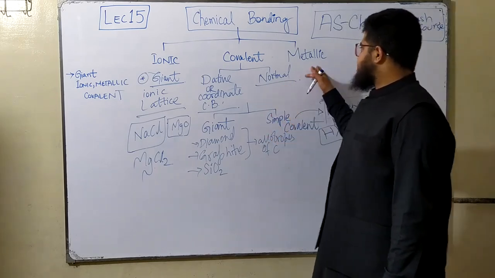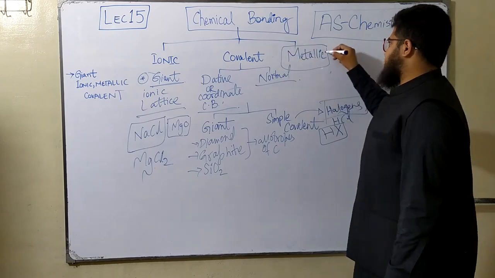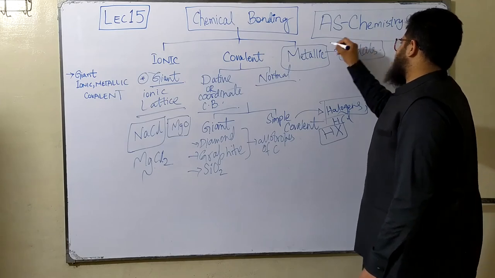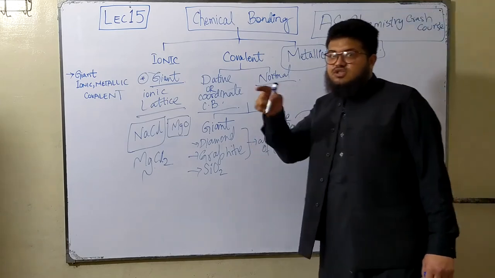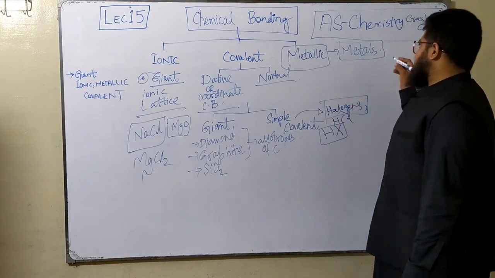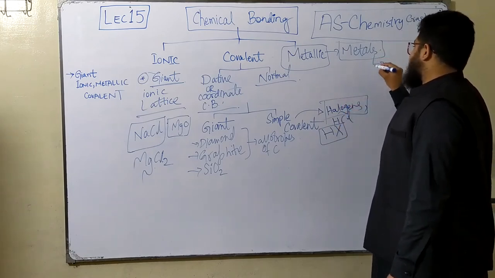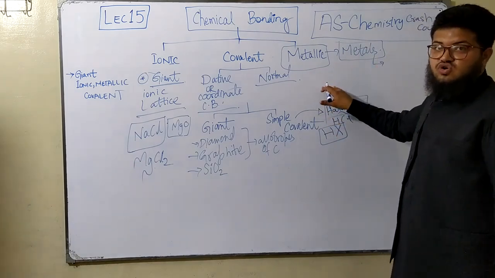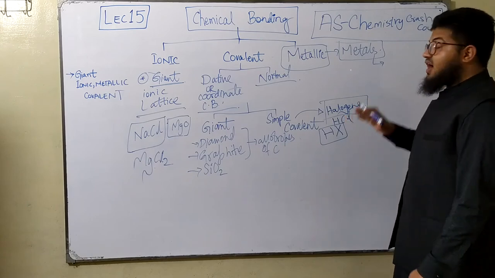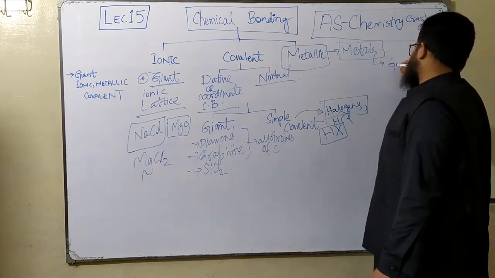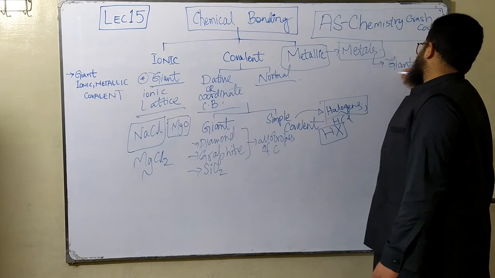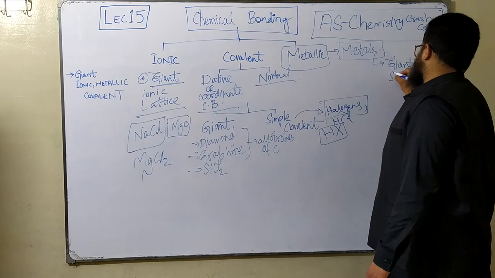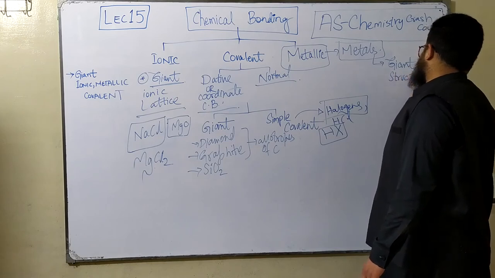Then comes metallic bonds. Metallic bonds are the bonds which are present only in metals. And what sort of bonds are they? They are basically a force of attraction between positive metal ions and a sea of delocalized electrons. And metallic compounds also have a giant metallic structure. Not a simple metallic, not a simple covalent, but a giant metallic structure.